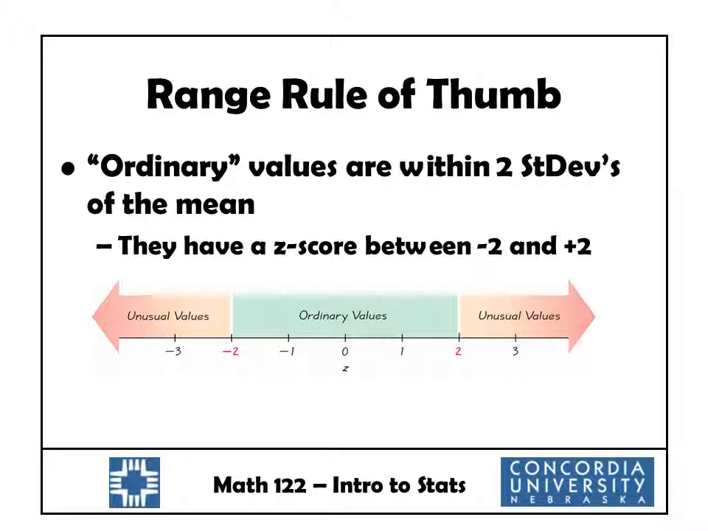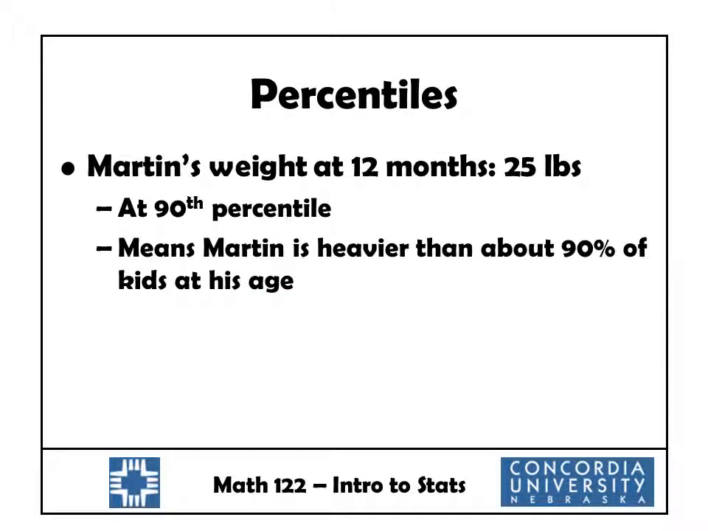Percentiles, we're not going to be calculating percentiles on a test. We just want to understand what they mean. So the example we gave in the first lesson was about my son Martin. His weight at 12 months was 25 pounds. The doctor said he was at the 90th percentile, or to state it another way, 25 pounds is the 90th percentile, and that means that Martin is heavier than about 90% of kids his age. That's what a 90th percentile means. It's a data value that is greater than 90% of the other data values. The 50th percentile is a data value that is greater than 50% of the other values, and so on and so forth.